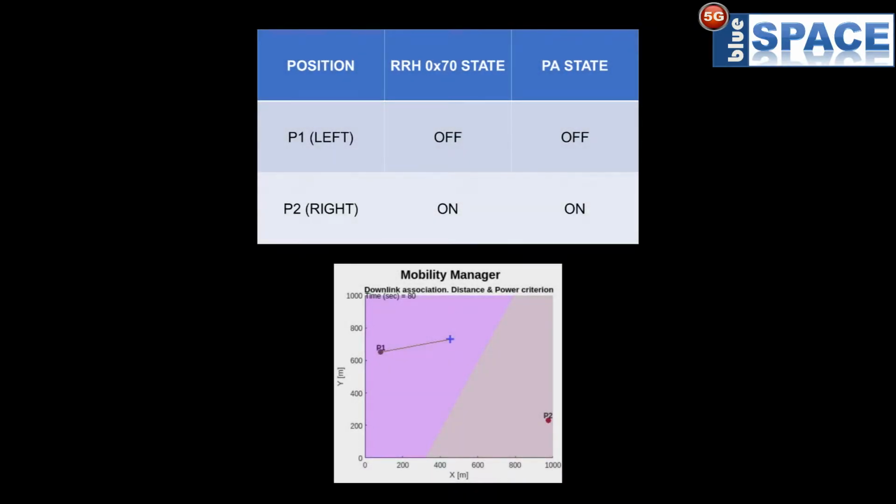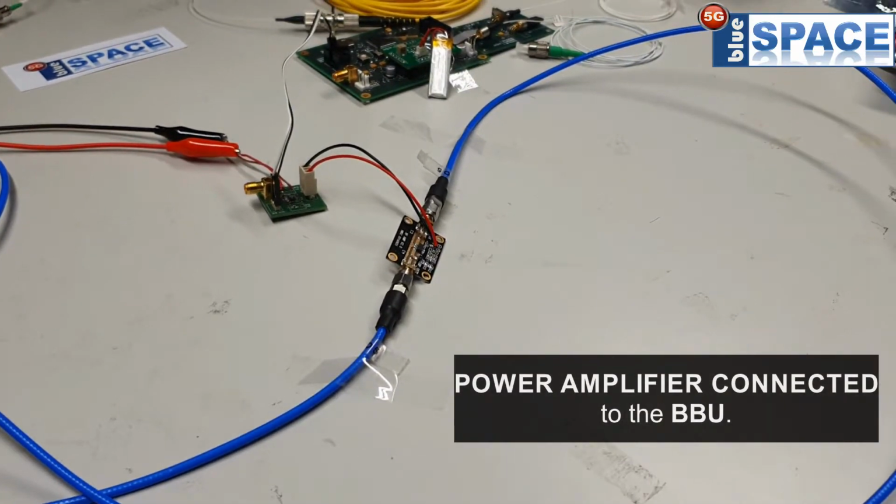When user is on the left side, a sleep command will be sent. Therefore, the RRH and the electrical power amplifier will turn off. When user is on the right side, an active command will be sent, turning on the RRH and the electrical power amplifier. This is the electrical power amplifier connected between the signal reception and the BBU.